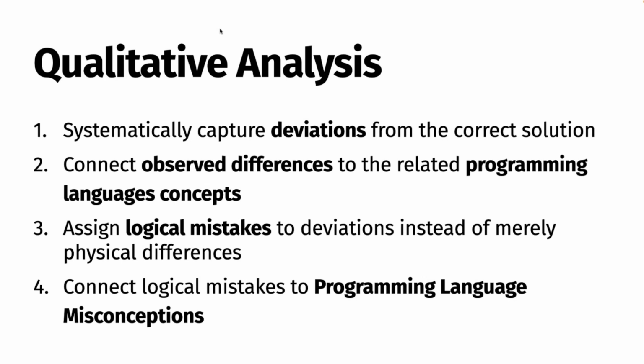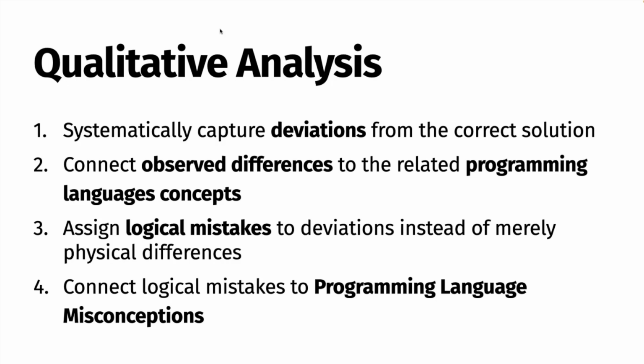So how do we do our qualitative analysis? First, we need to systematically capture the deviation from the correct solution. The important thing to note here is that each tree has one and only one correct solution, because the solution is given from the formal specification of the language, in this case Java. So it's not possible to have 2 correct solutions. There's only one, so we can systematically capture the deviation from it.